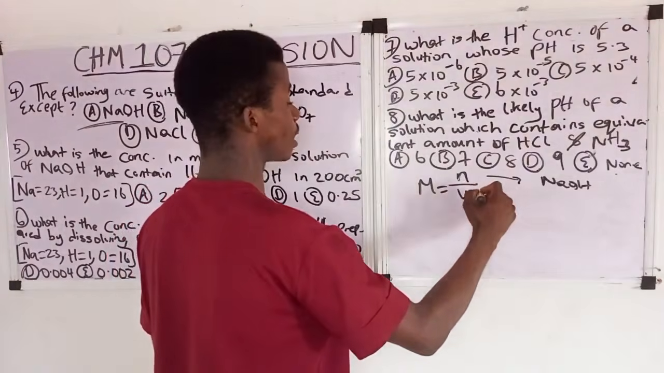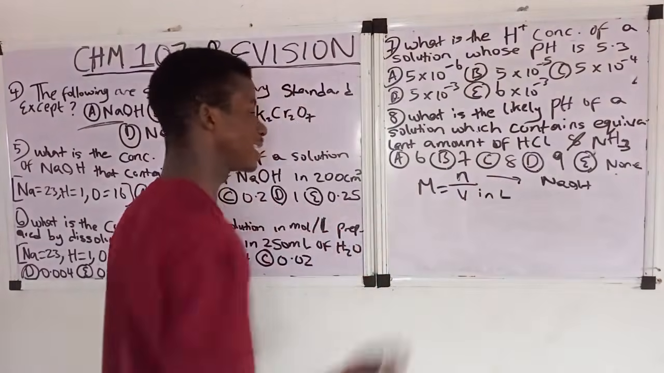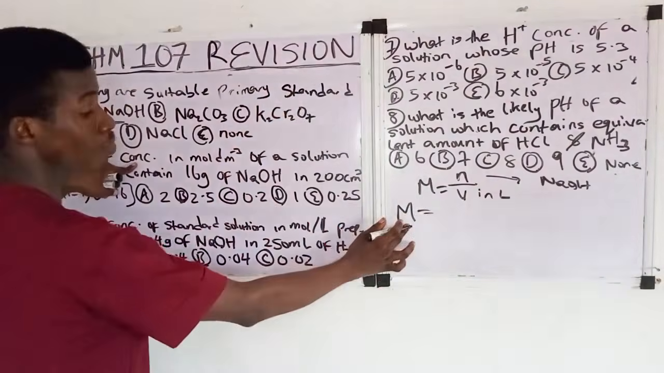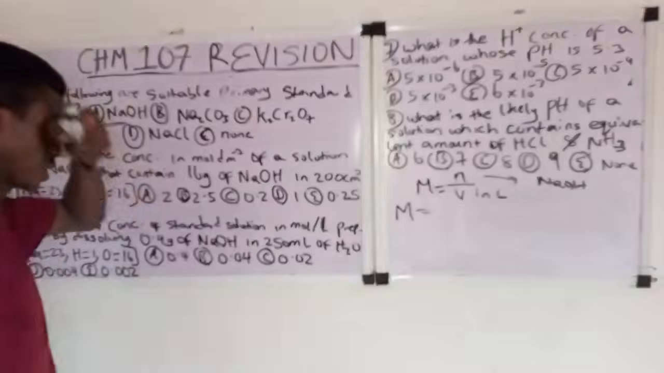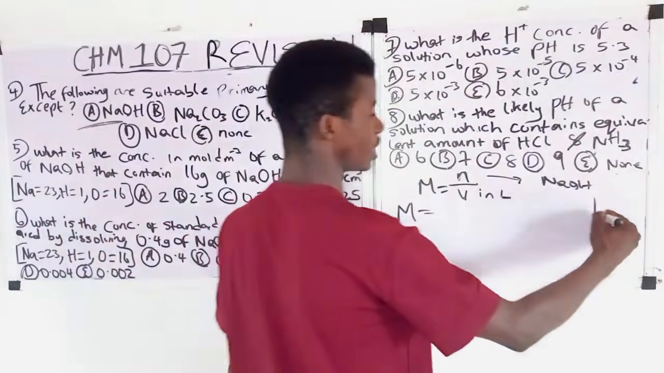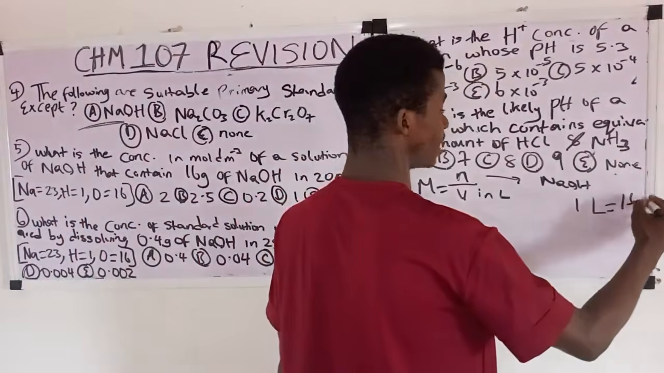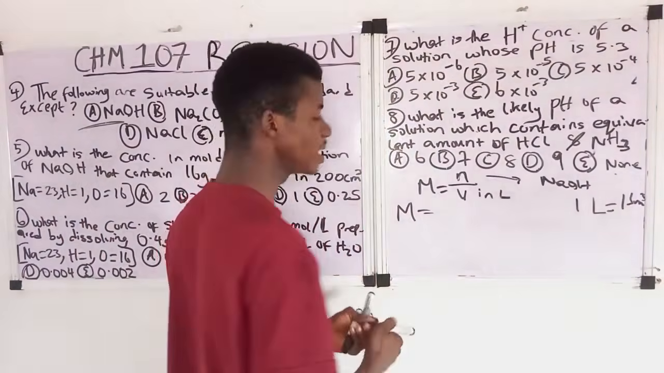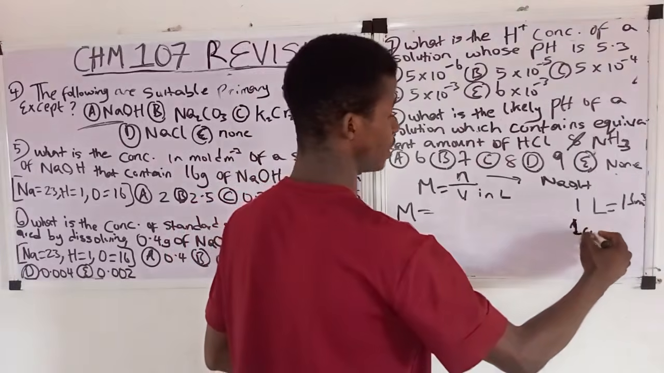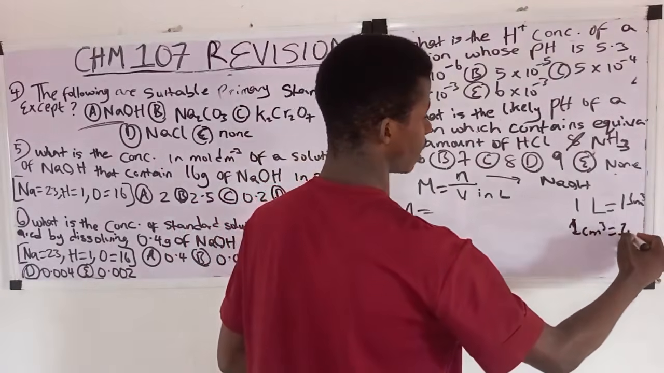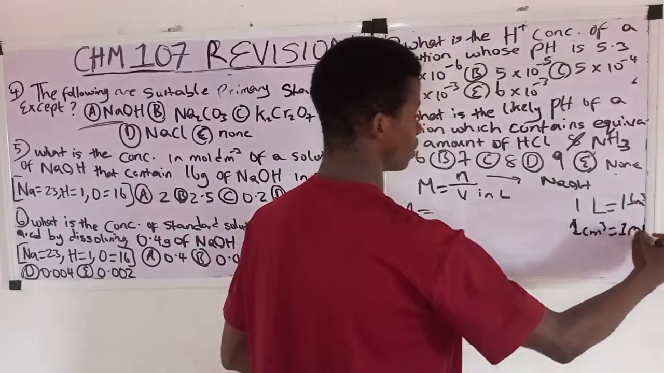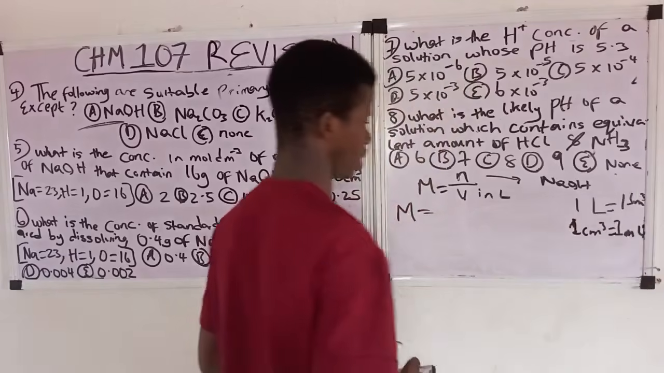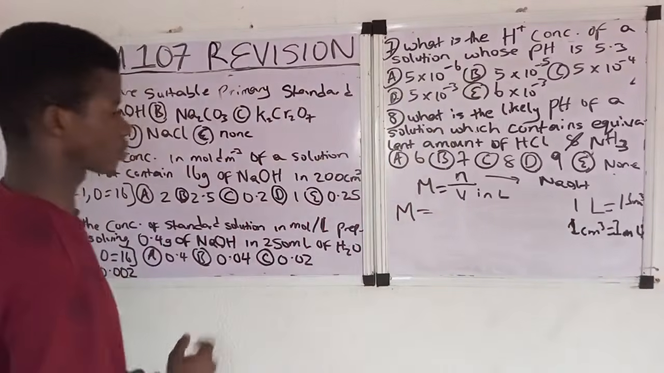The volume must always be in liter. We're looking for the molarity. Don't forget that 1 liter is the same as 1 dm cube, and 1 cm cube is the same as 1 mil. Okay, so let's continue.